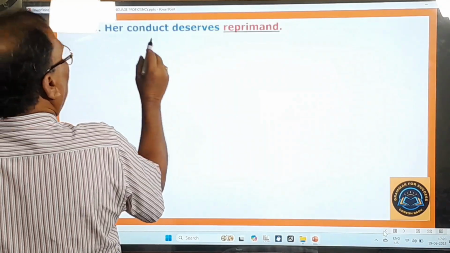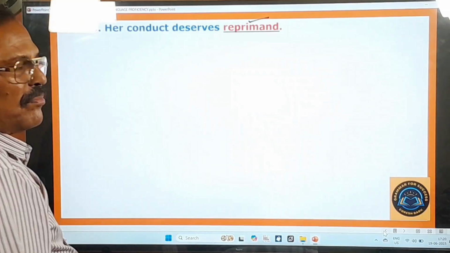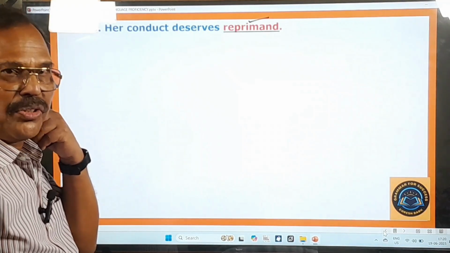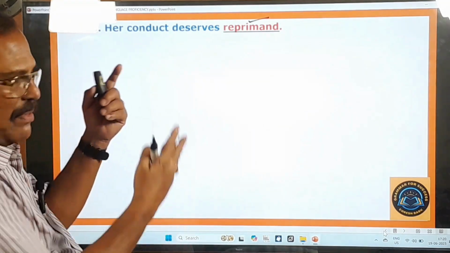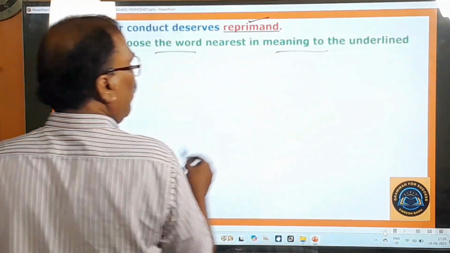93rd question. Her conduct deserves reprimand. Reprimand means what? Rebuke, reproach, take to task. Choose the word nearest in meaning to the underlined word.